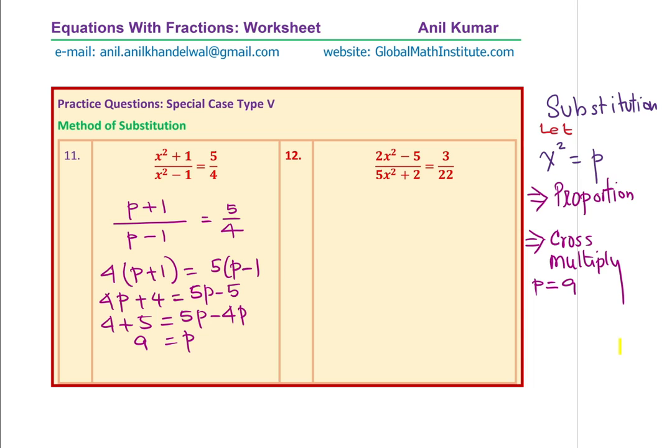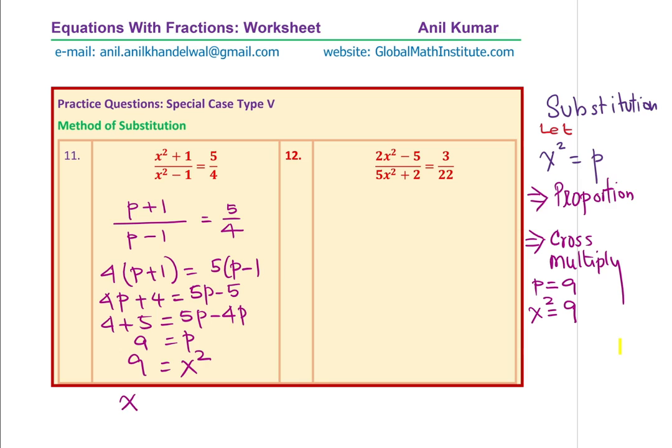But what do we need to find? We need to find x. Substitute back. We have x squared equals 9. You get the idea. So that is the substitution which we did. And from here, you can find the value of x. Can you now write down the answer?